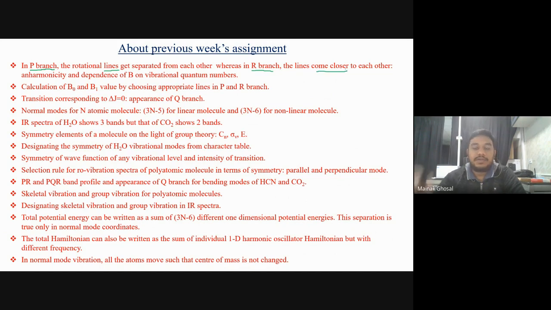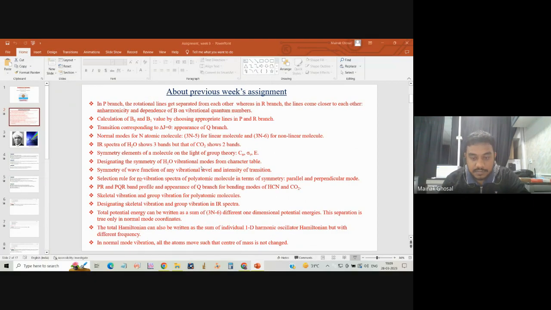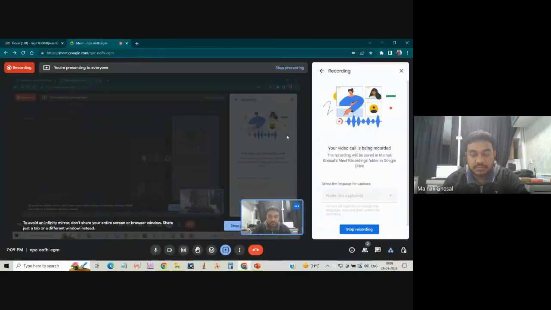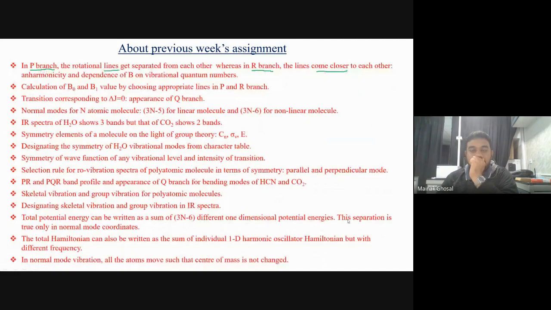Okay, so it was shown that the main cause is that earlier, when we derived this, we assumed that the B values for the ground vibrational level and the excited vibrational level are the same, but that is not the case. Actually, it was shown that B depends on the vibrational level.